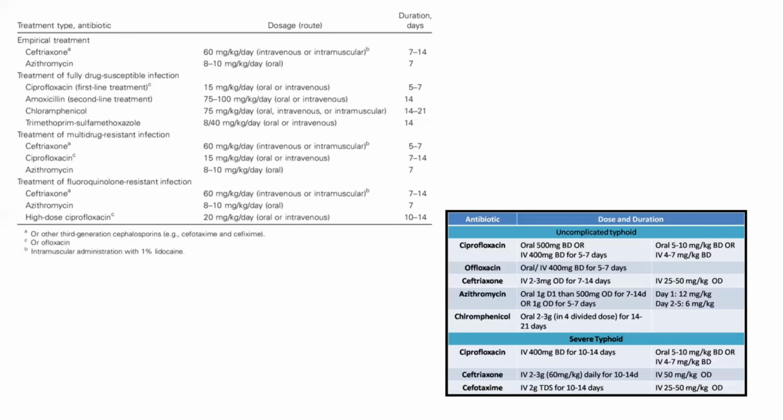In severe typhoid, ciprofloxacin 400 mg BD IV for 10 to 14 days and ceftriaxone IV 2 to 3 grams for 10 to 14 days. Dose for children includes ciprofloxacin oral 5 to 10 mg per kg BD, ofloxacin and ceftriaxone IV 25 to 50 mg per kg OD. In severe typhoid dose, ciprofloxacin 5 to 10 mg per kg BD or IV 4 to 7 mg per kg BD. Ceftriaxone IV 25 to 50 mg per kg OD.